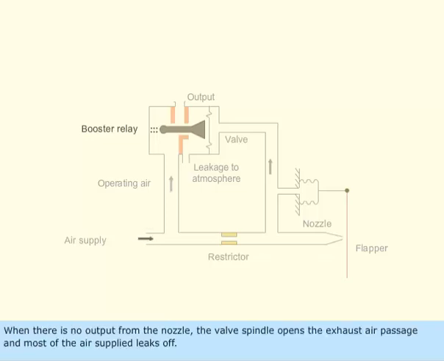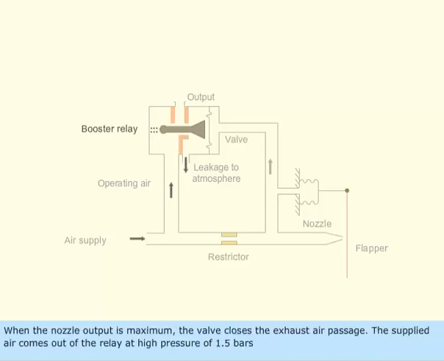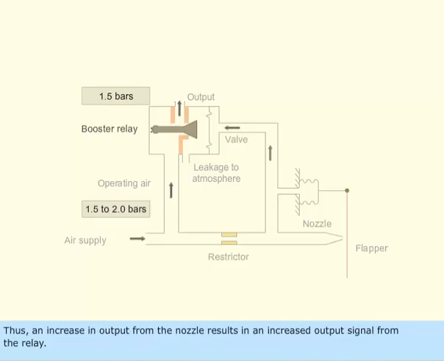When there is no output from the nozzle, the valve spindle opens the exhaust air passage and most of the air supplied leaks off. When the nozzle output is maximum, the valve closes the exhaust air passage. The supplied air comes out of the relay at high pressure of 1.5 bars. Thus, an increase in output from the nozzle results in an increased output signal from the relay.